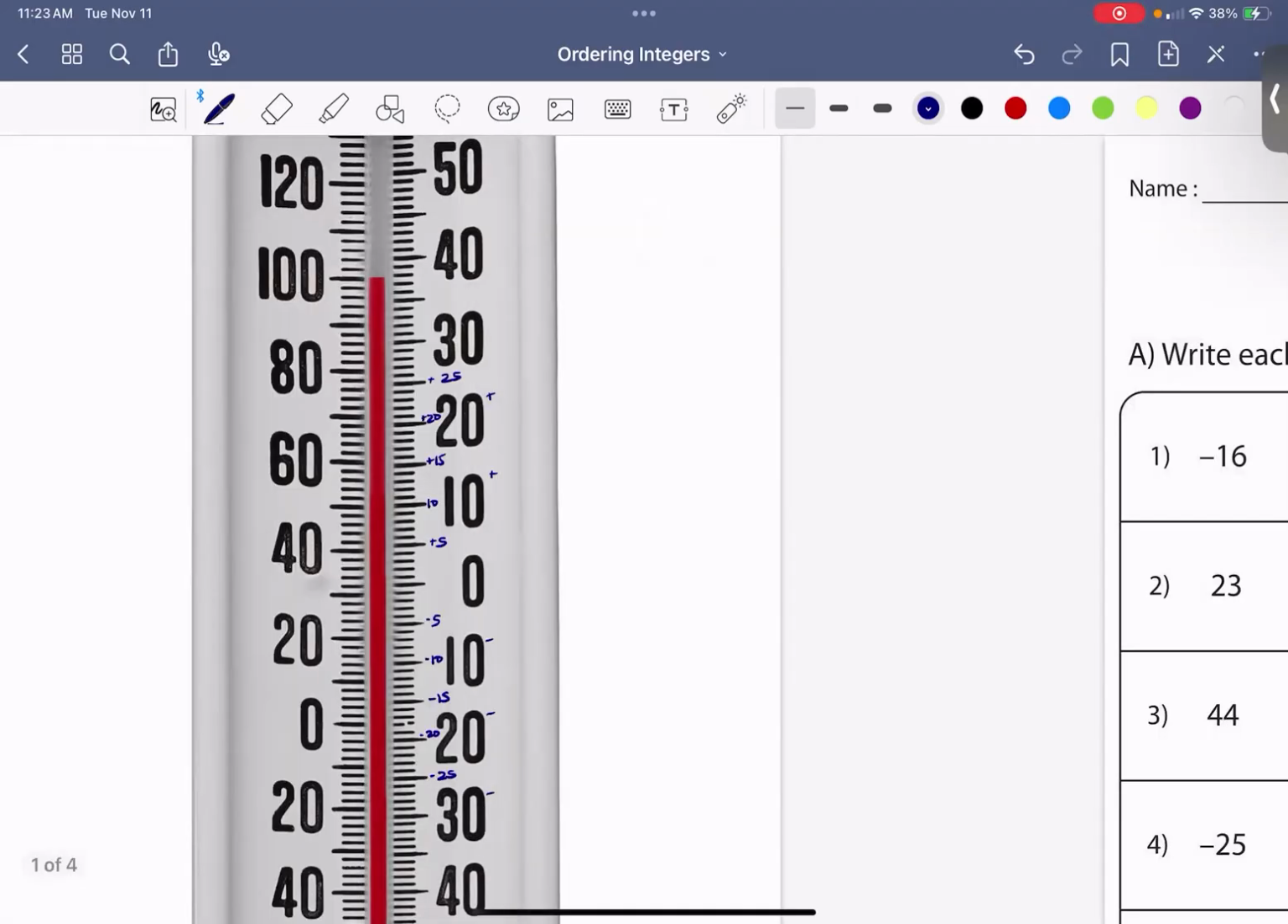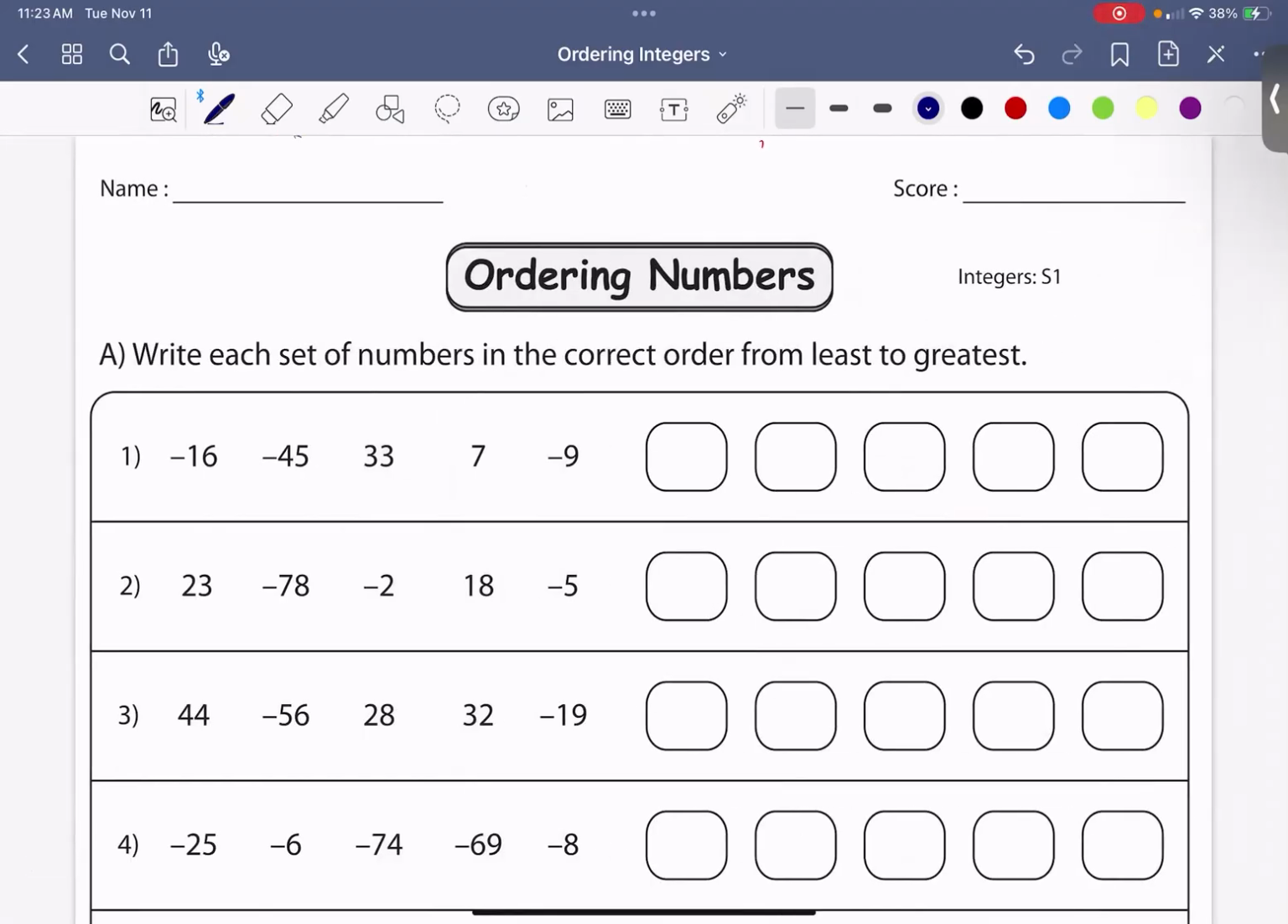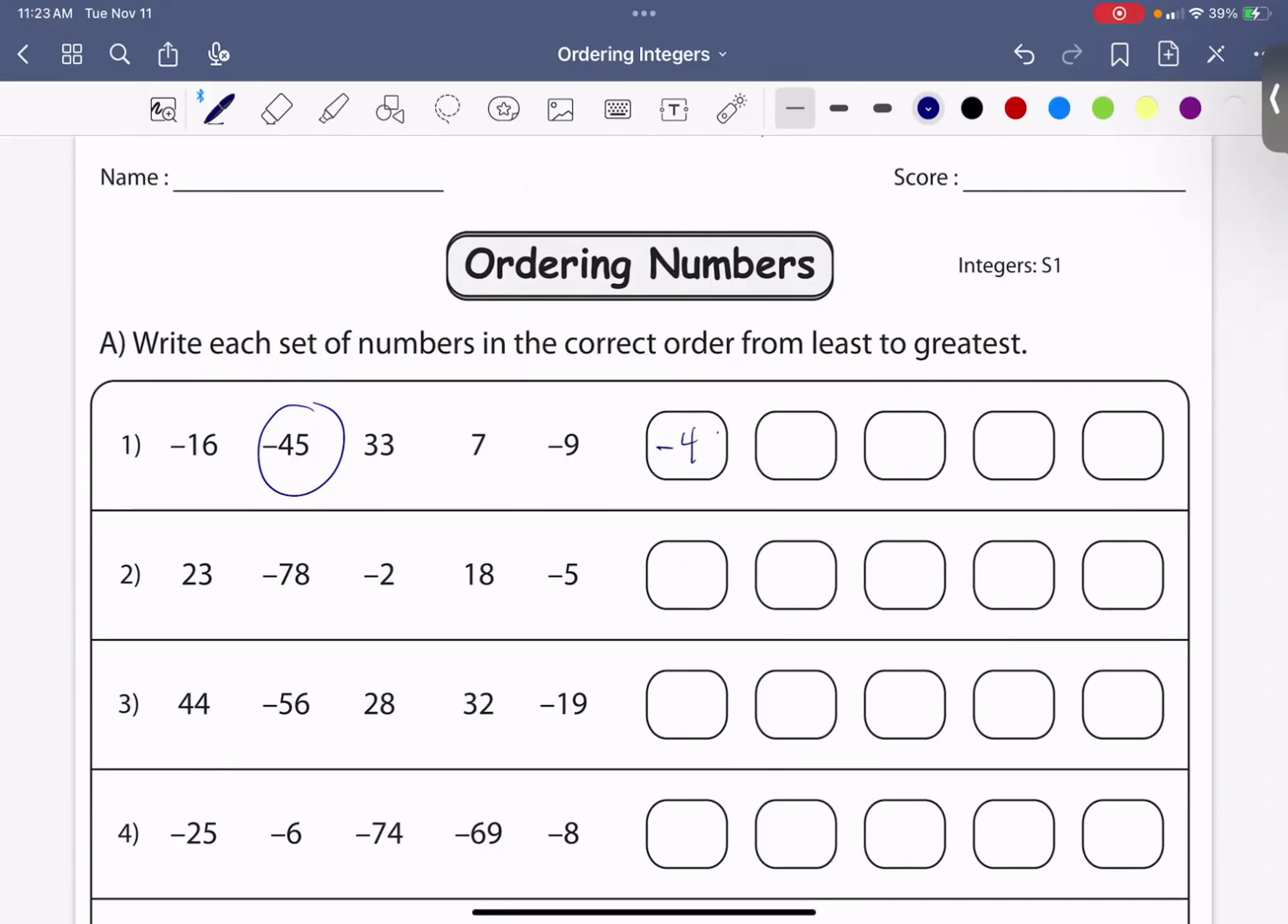So let's now use a worksheet to help us order these integers. The directions say, write each set of numbers in the correct order from least to greatest. So I'm going to start with the negatives because a negative number is always smaller than a positive number. So the most negative or the smallest number is going to be -45. Then after that would be -16. Then after that would be -9. Then after that would be 7. And then the largest number would be 33.